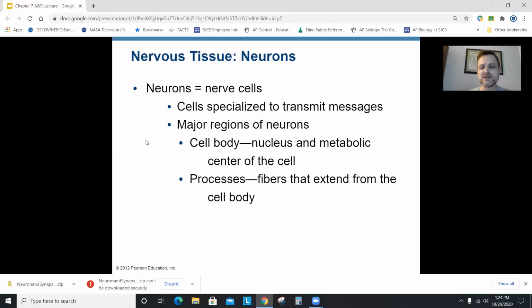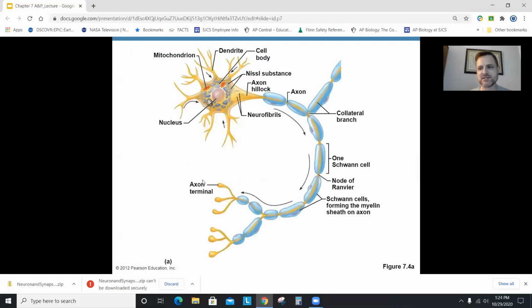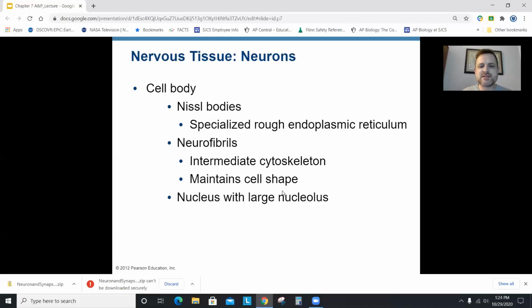The processes are fibers that extend out from the cell body. Again, this picture, I know I just skipped a slide, we're going to go through in a minute. Other parts of neurons: Nissl bodies are a specialized kind of endoplasmic reticulum found in nerve cells. Neurofibrils, because nerve cells need to have their shape maintained, are sort of like a cytoskeleton that helps maintain the cell's shape. And there's a nucleus with the DNA and a large nucleolus to make ribosomes.